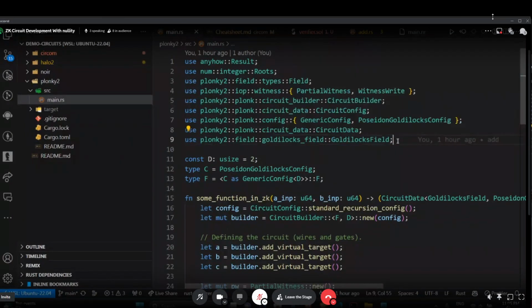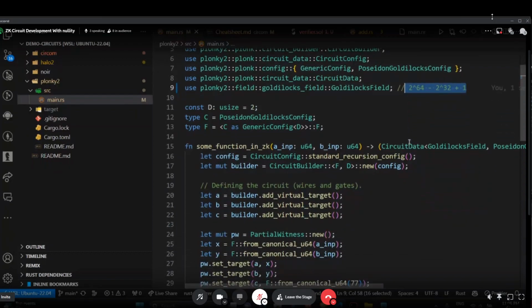the Goldilocks field. If I'm not wrong, the Goldilocks field is something like 2 power 64 minus 2 power 32 plus 1. This is the Goldilocks field, and this is a small field, so the proof generation and verification is very fast. There are not many applications or circuits using this. If you search over GitHub, you wouldn't find many full blown applications.